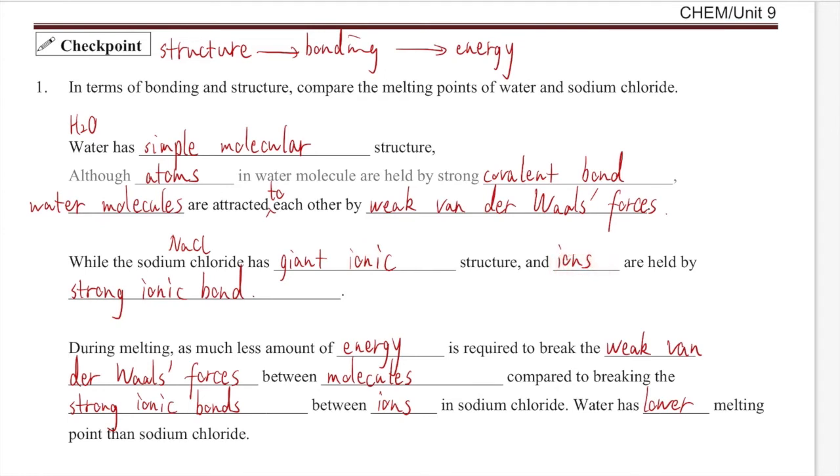Right, so when we're comparing the amount of energy needed, we say less energy is required to break the weak van der Waals forces between molecules, not the van der Waals forces between atoms. Name the particles properly. And that is compared to breaking the strong ionic bonds between ions, not between atoms, in sodium chloride. So pay attention to the names of the particles, they are important.